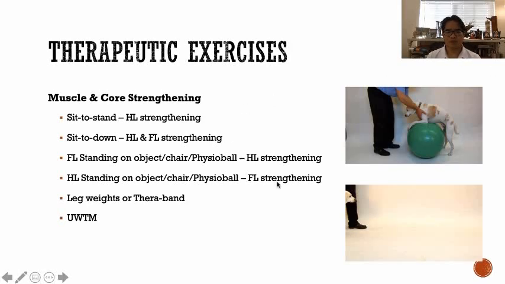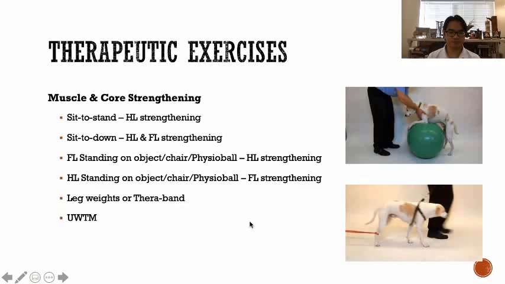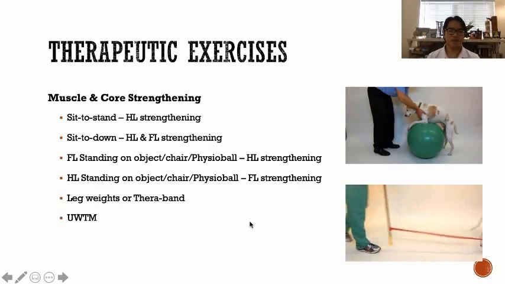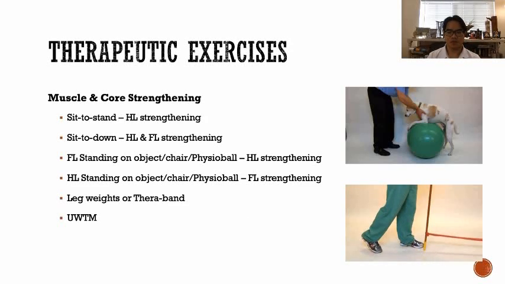If you want to strengthen the front limb, you put the hind limbs on an object, a chair or physio ball. It is not that common though, and you need to make sure that it's not too high when you put the hind limbs on objects. I usually use stairs. Just let the dog's hind limbs step on one or two stairs so that it's not putting too much stress on the front limb. Leg weights or TheraBand are other exercises that help to strengthen the muscles. And of course, underwater treadmill is a very, very good modality for strengthening.